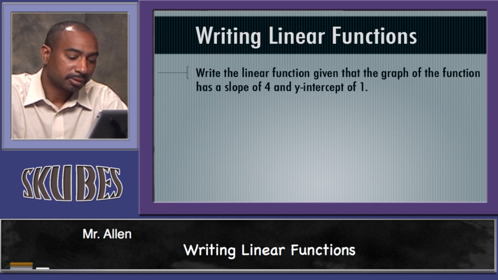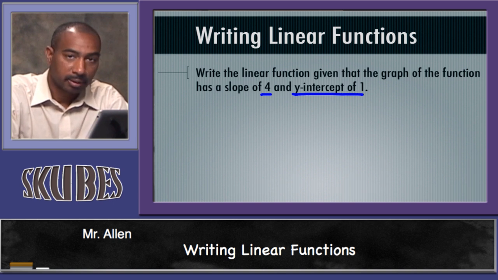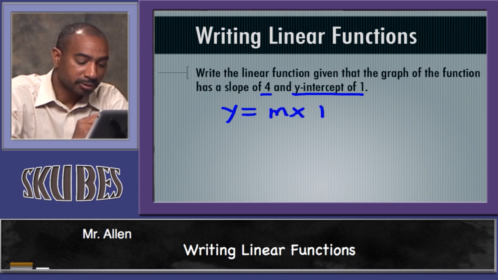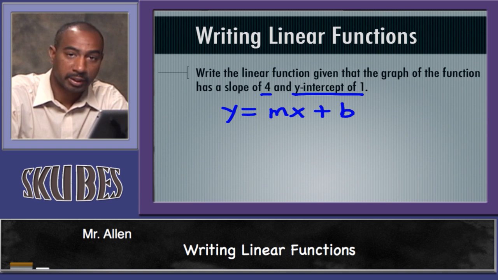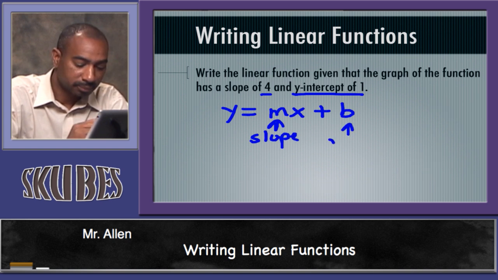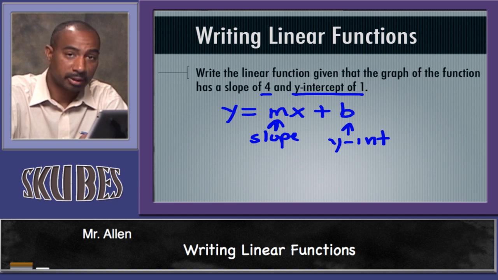Write a linear function given that the graph of the function has a slope of 4 and a y-intercept of 1. What we're going to use is the fact that y equals mx plus b is a slope-intercept form of a linear line. M represents my slope, and b is my y-intercept. So we know the slope is 4 and we know the y-intercept is 1.